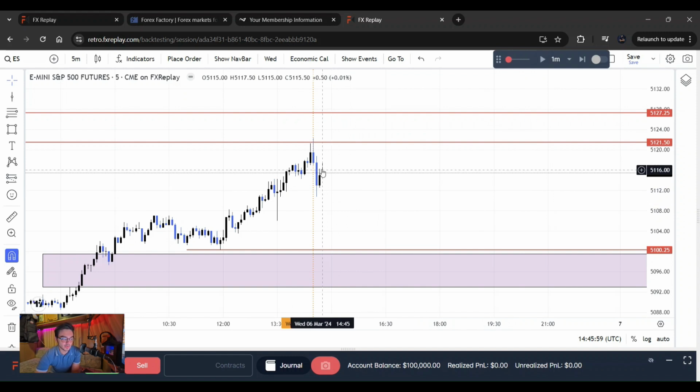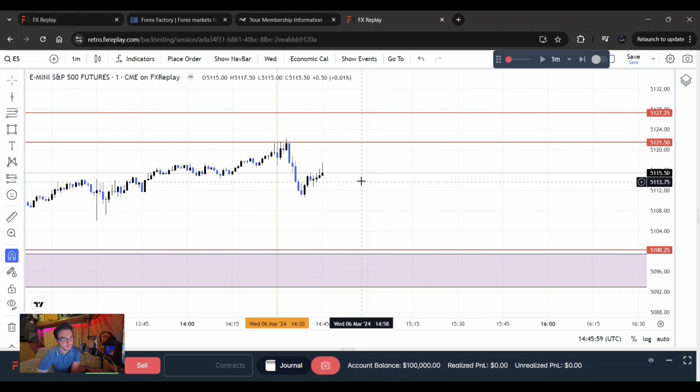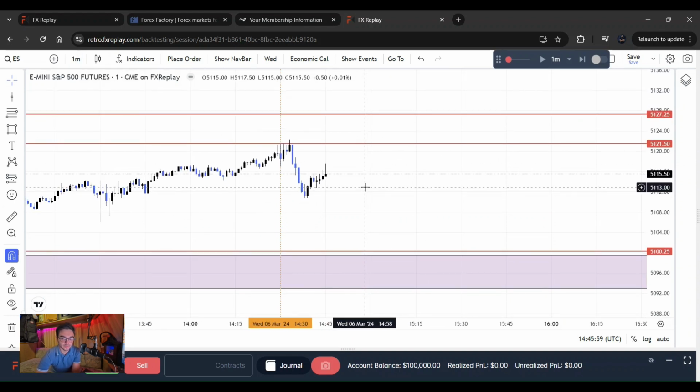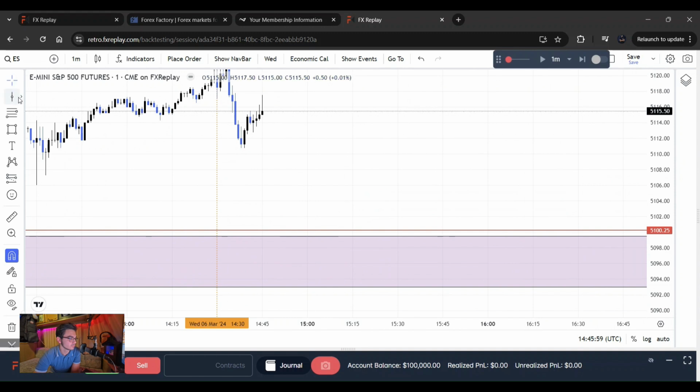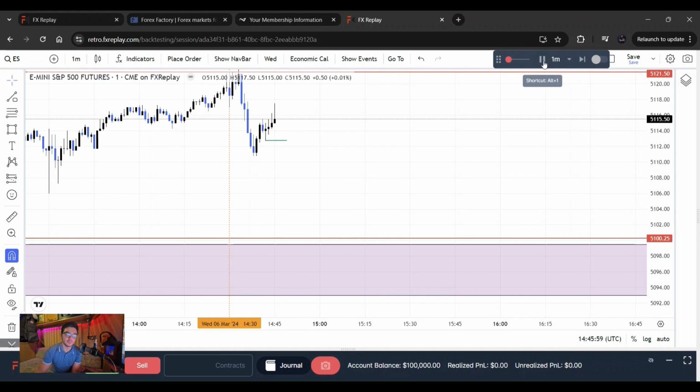Now that we've got a 5-minute retrace, we can jump down into the 1-minute time frame and start looking for our entries. What I want to see is a 1-minute break of structure and 1-minute fair value gap being respected. So this is the most recent low. I need price to push down here with a candle close for a break of structure.